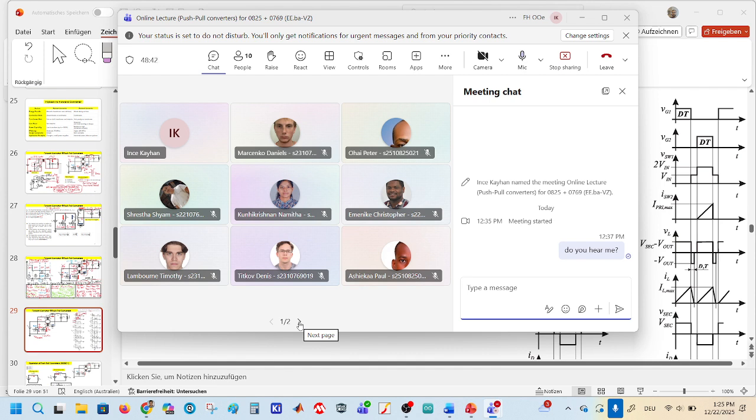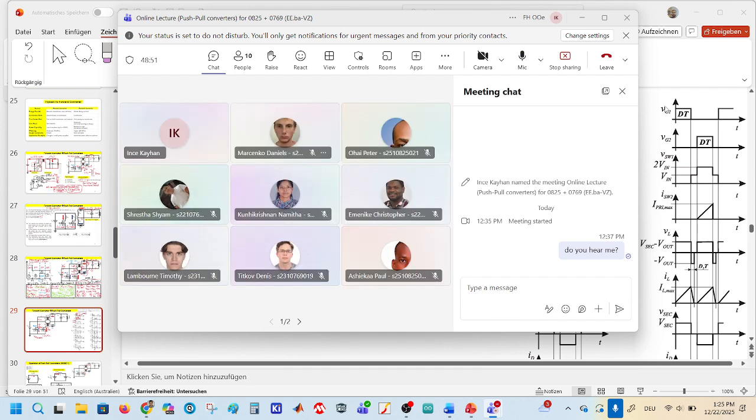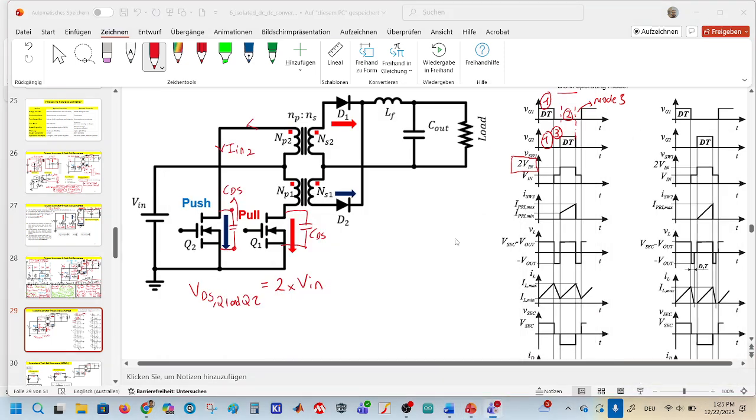Timothy, Dennis, Paul, Christopher, Namita, and Chen. Okay.